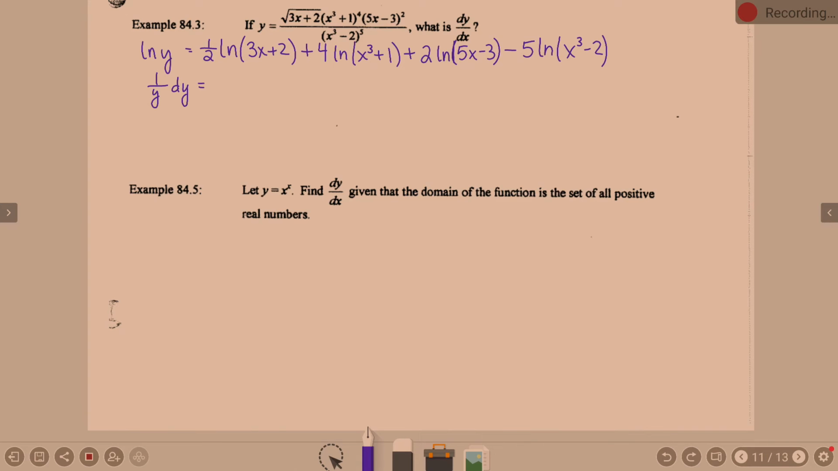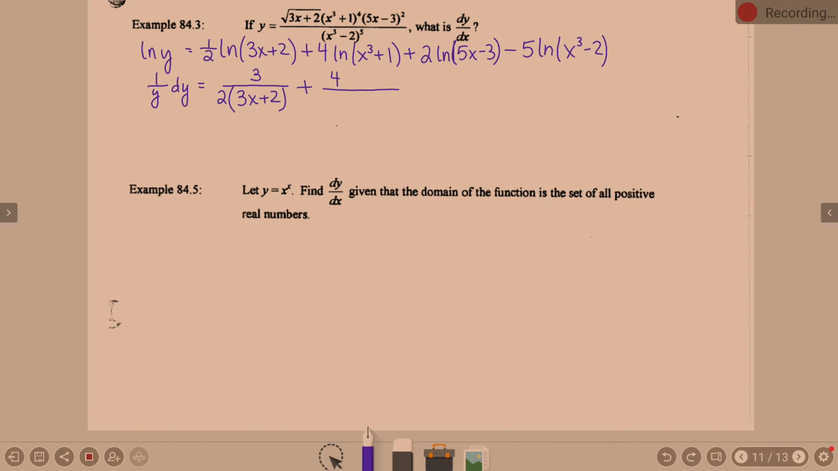Derivative of 1/2 natural log of 3x plus 2. Okay, so I'm going to start by saying 1 over 3x plus 2 times the derivative of 3x plus 2, which puts a 3 on top. Then we had that 1/2 out front, which means there's a denominator of 2. Plus 4 times the natural log, so it's going to be a 4 on top.